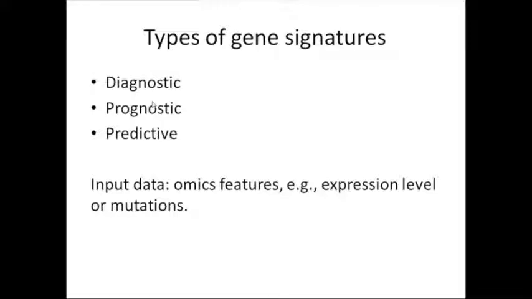are omics features of genes, for example, expression levels of genes. Mutations and different epigenetic modifications can also be used as input data for gene signatures. Yet, standardly, in the majority of cases, gene signatures utilize expression levels of genes or SNPs, so single nucleotide polymorphisms.